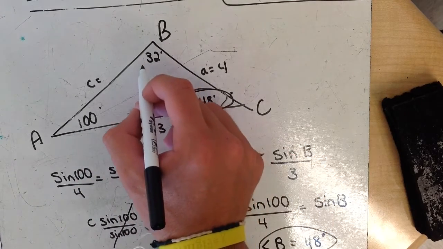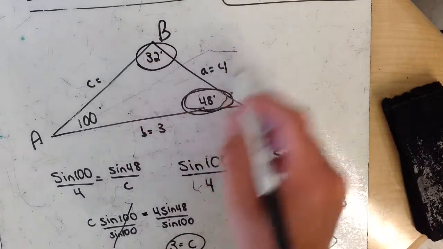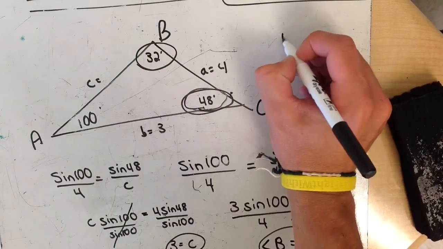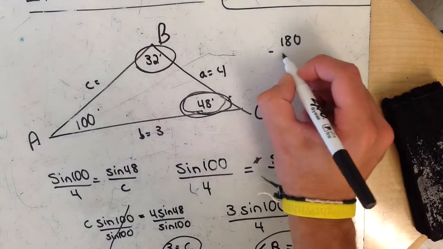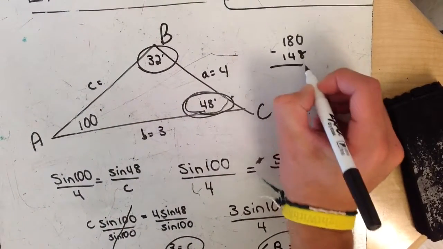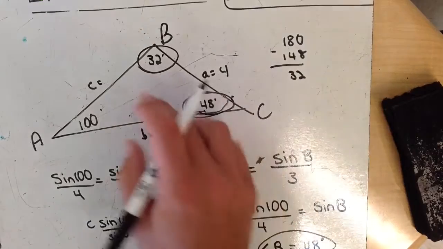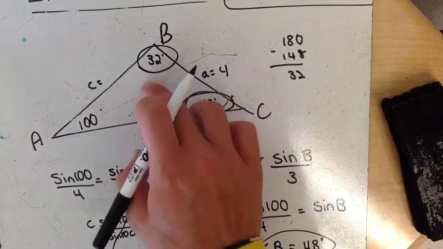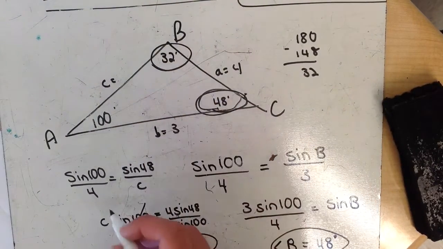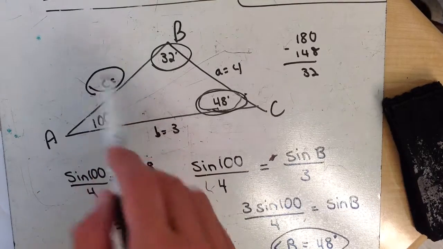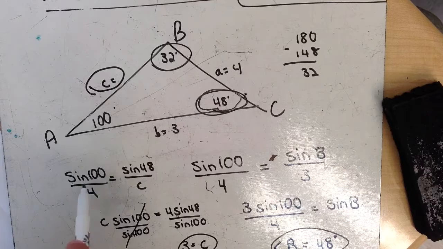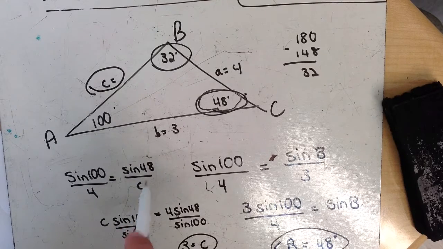We also need to find the third angle. We subtract 180 minus 100 plus 48, which is 148, to get 32, which is our third angle. Then after finding the third angle, we do law of sines again to find side C. We do sine 100 over 4 equals sine 32 over C. This comes out to be 3.